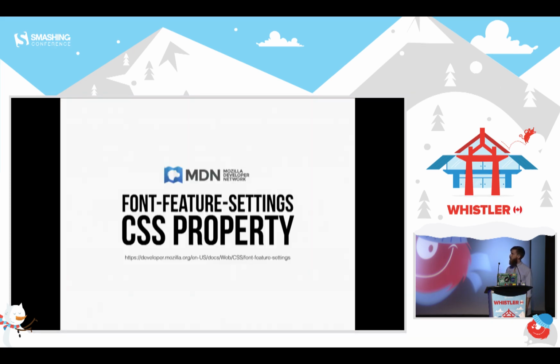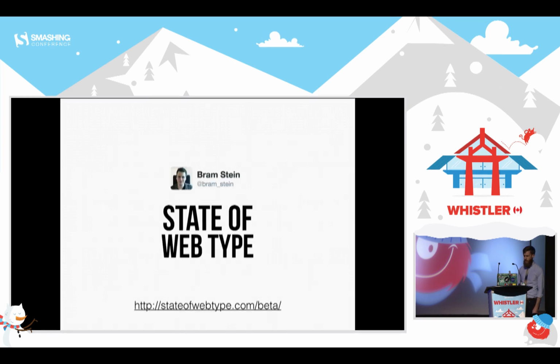So if you want to see the things that are available inside of an OpenType format, you can check out the documentation on Mozilla Developer Network. It will show you a lot of things that you can get when you use the OpenType font format. Another great tool out there is The State of Web Type, something created by Bram Stein. It actually is web browser compatibility tables for these different OpenType features.